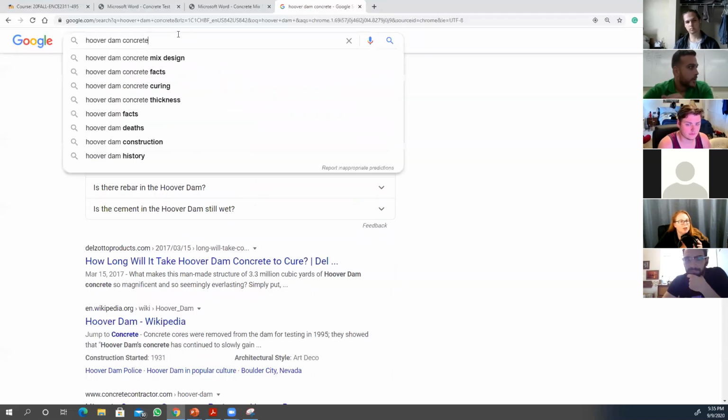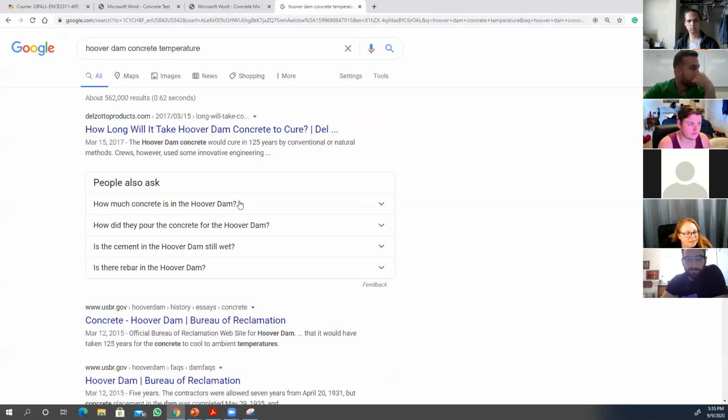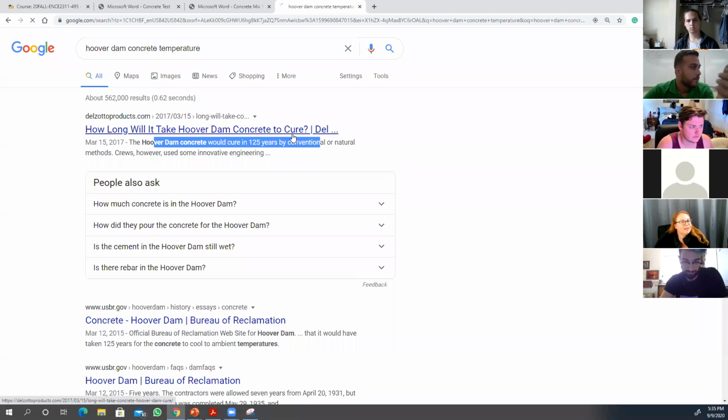And concrete, let's say temperature. See, it's coming up. It is still curing. The Hoover Dam is still curing, by the way. Go ahead, Andrea. Yeah, you had said that, and I was wondering what they assume for when it's going to be done curing. Well, I don't know, but all I know is it's been curing. Okay, the Hoover Dam concrete will cure in 125 years by conventional or natural methods. Okay.